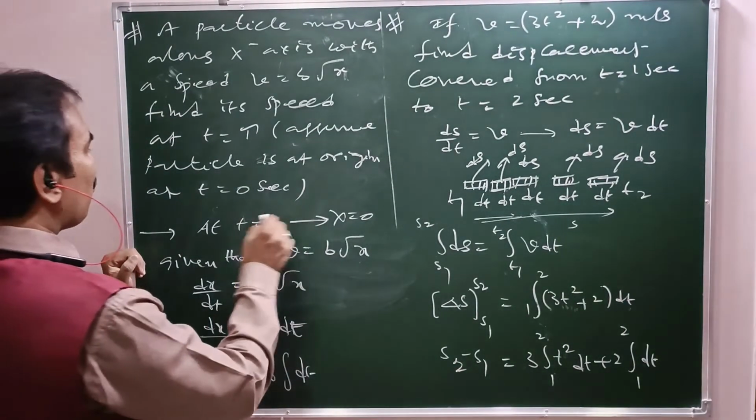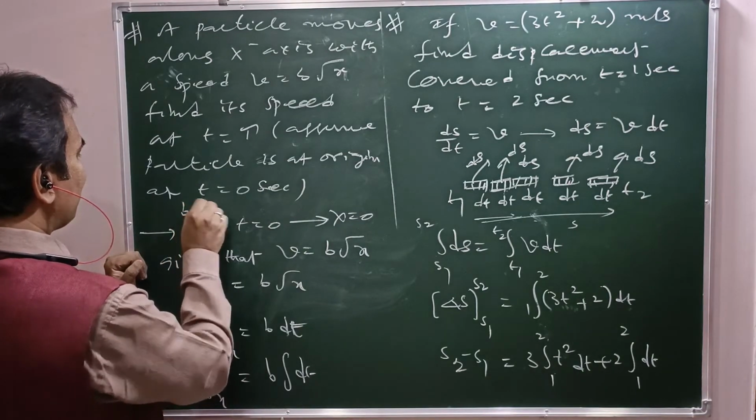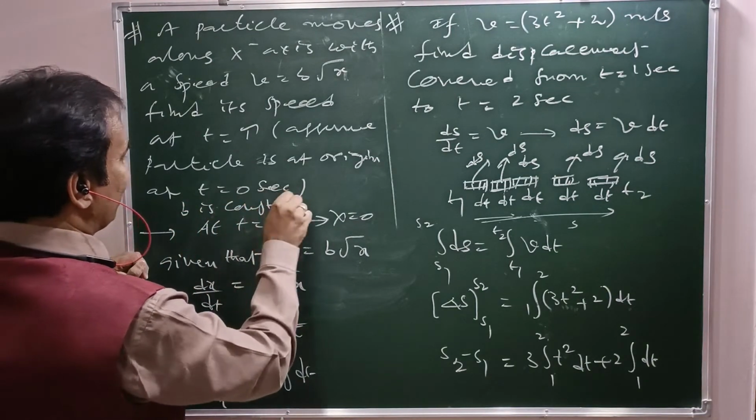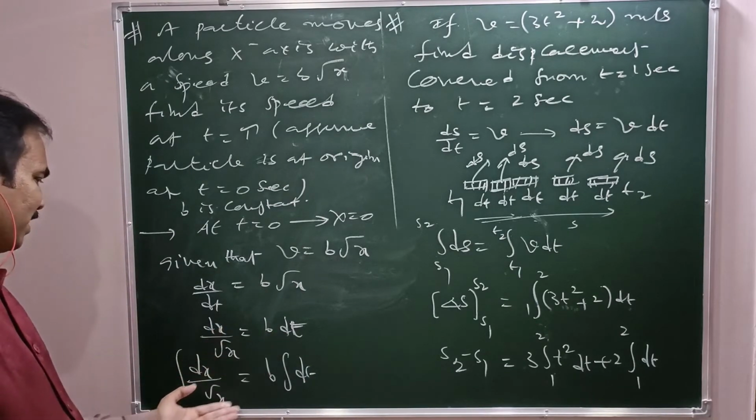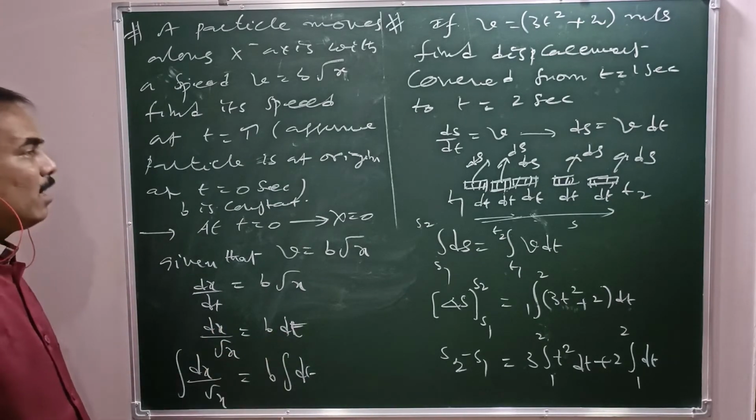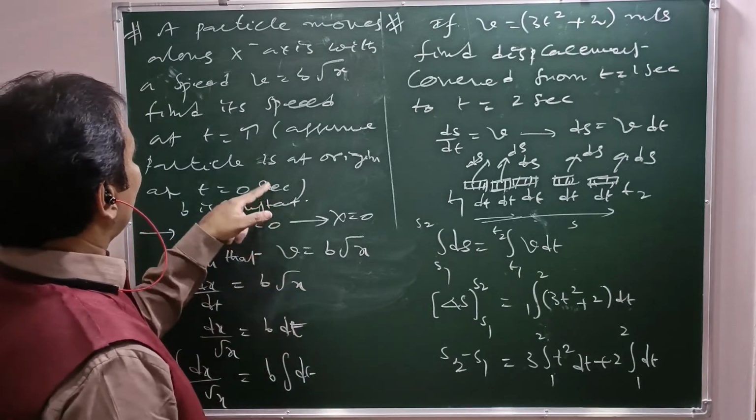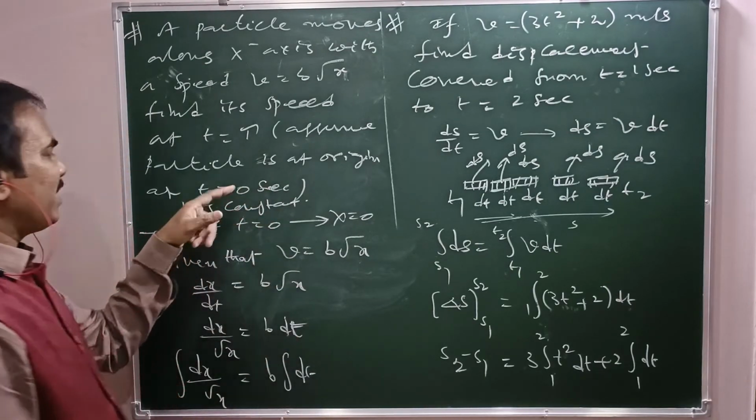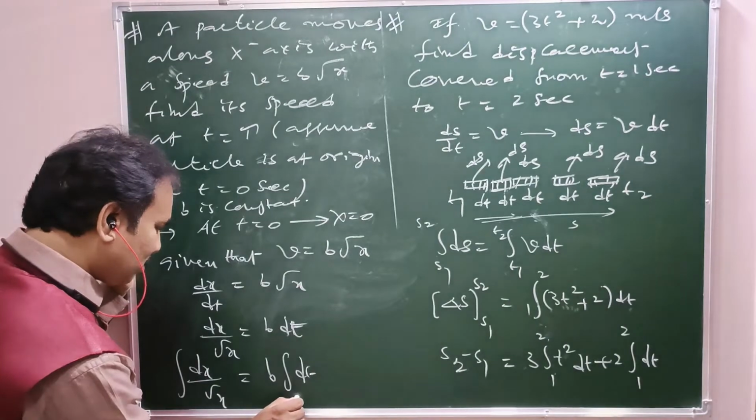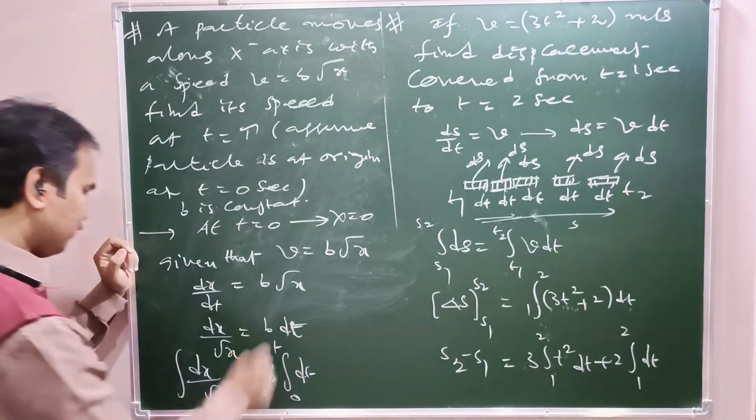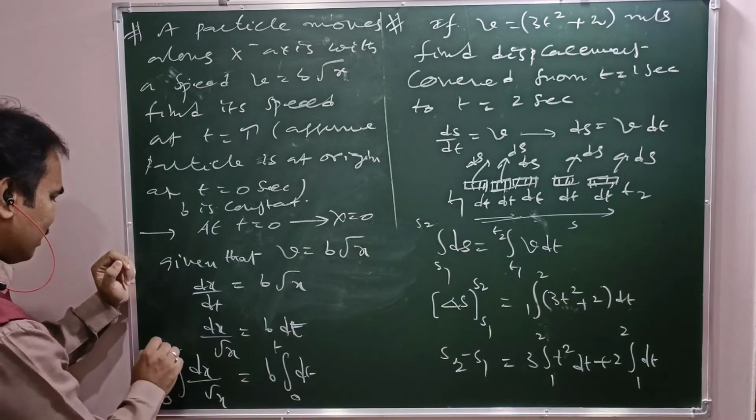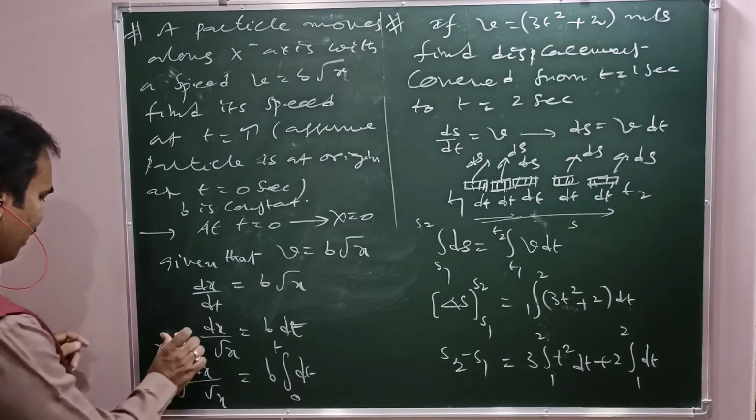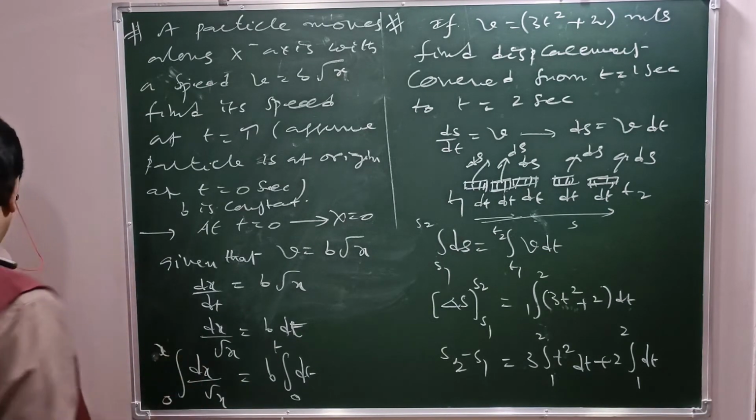Here b is a constant from the data. So integral dx by root x equals b times integral dt. Now what are the limits here? The initial instant is t equal to 0, so the limits are 0 seconds to t. At 0 seconds, what is the position? 0. At t seconds, what is the position? Let it be x.